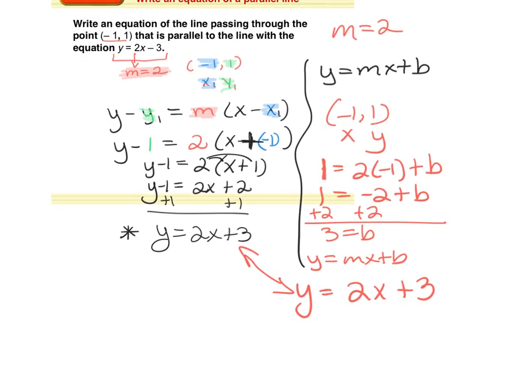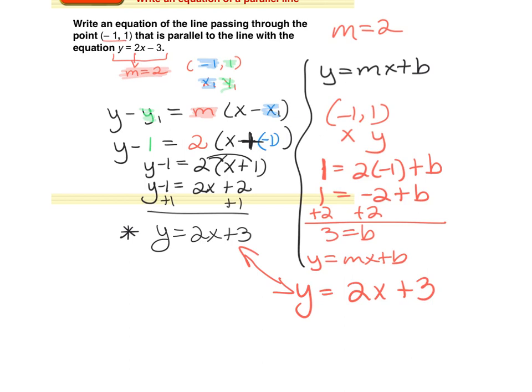So not sure which way your Algebra 1 teacher taught you. I really find the point slope kind of handy. Just be aware of it in case you're asked to write something in point slope form. So either method will get us an equation in slope-intercept form. Next, we're going to do a line perpendicular.